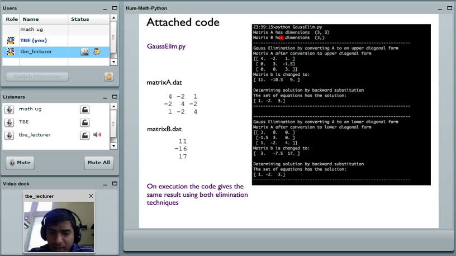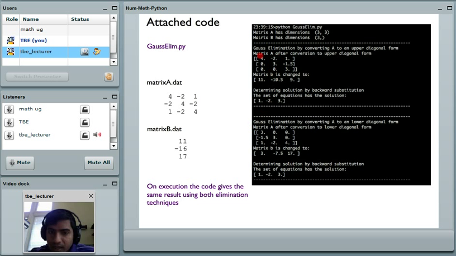This is the code I ran from my terminal. Here you find that I typed in python gauss_elimination.py with all the matrix files I used, matrix A.dat and matrix B.dat. These are the original values which you saw earlier in the introduction to this code. Matrix A is stored as a data file and matrix B is also stored as a data file.